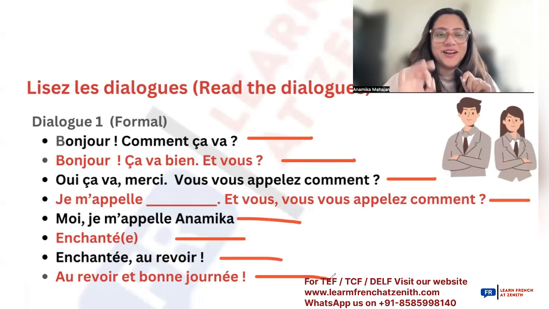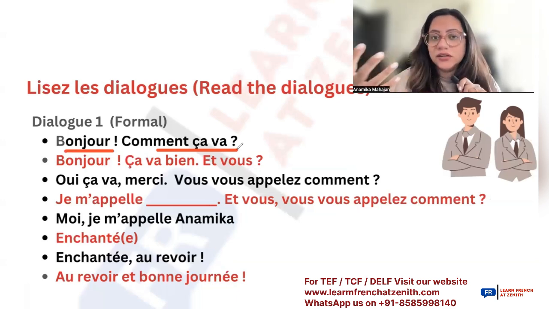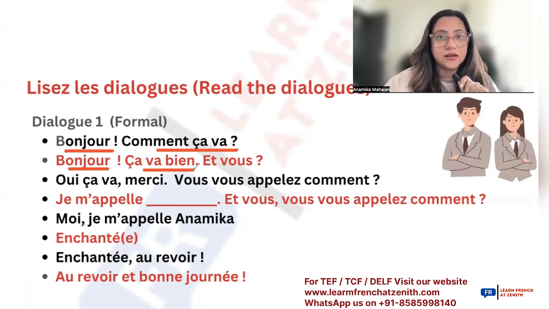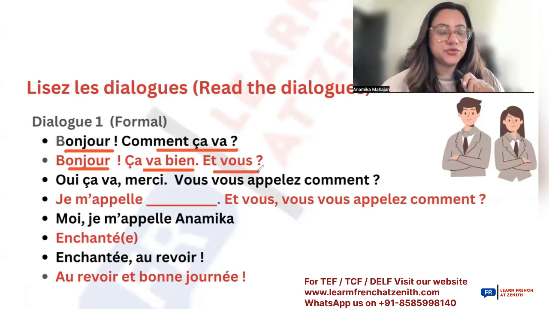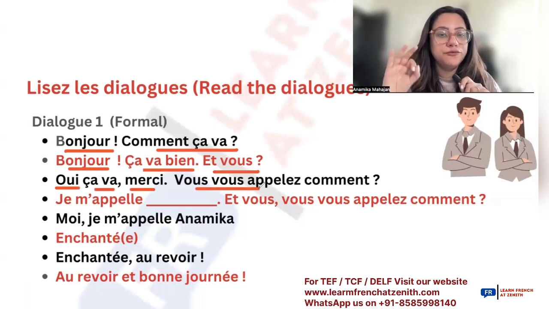Great. Superb. All right. So let's decode and understand the meaning of this little dialogue. I said bonjour. Comment ça va? Hello. How are you doing? You said bonjour. Ça va bien. It's going good. It's fine. Et vous? And then you asked the same question to me. Et vous? And you. Then I said, oui, ça va. Yes, it is good. Merci. I said, thank you. And then I asked you a question. Vous vous appelez comment?